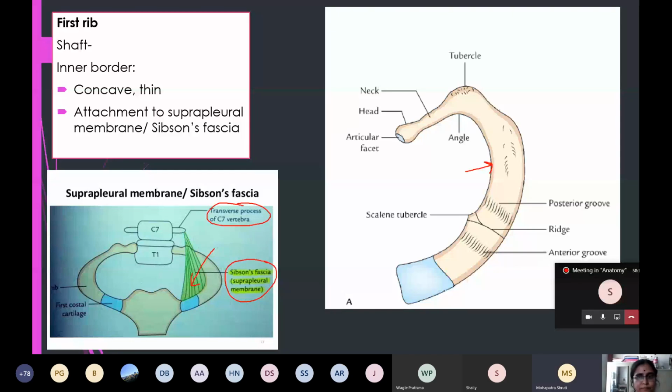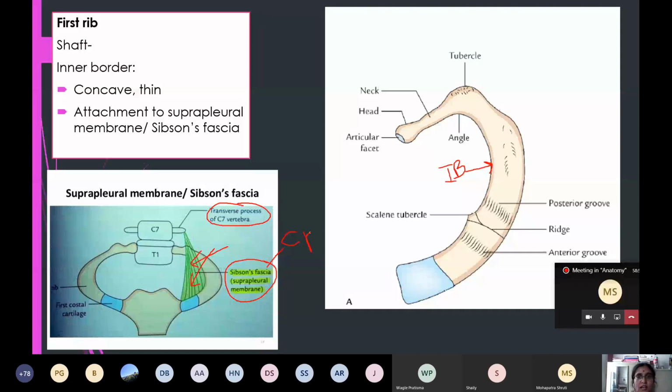Ma'am, can you repeat? This is the inner border of the first rib. The inner border of the first rib provides attachment to a fascia, which is also known as suprapleural membrane. What is the name of the fascia? Sibson's fascia. This Sibson's fascia extends from the transverse process of the 7th cervical vertebra to the inner border of the first rib. It covers the apex of the lung. This Sibson's fascia or suprapleural membrane is also known as the cervical diaphragm. It is an MCQ question.